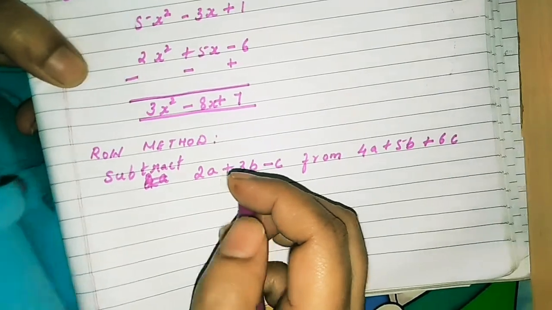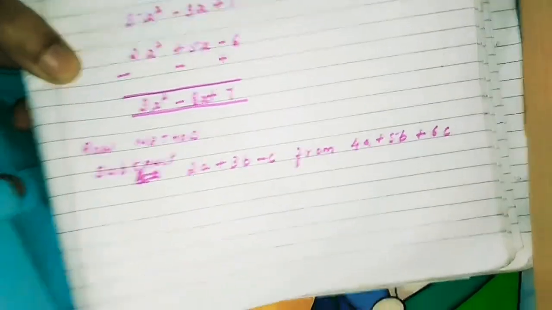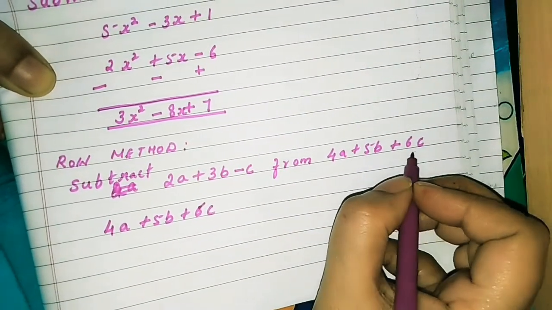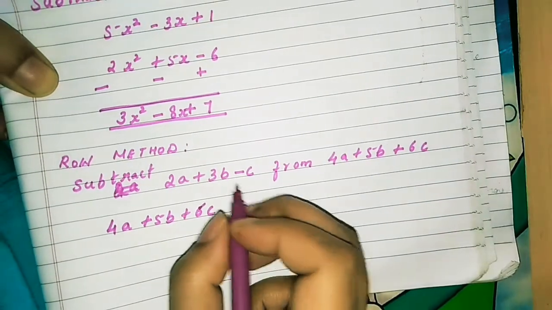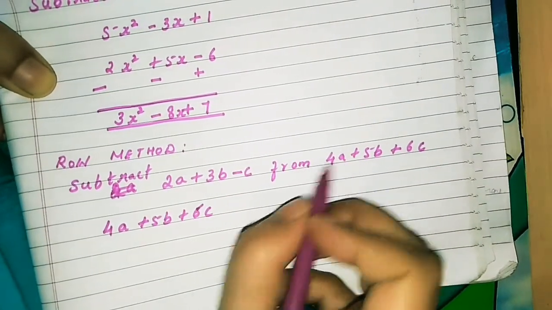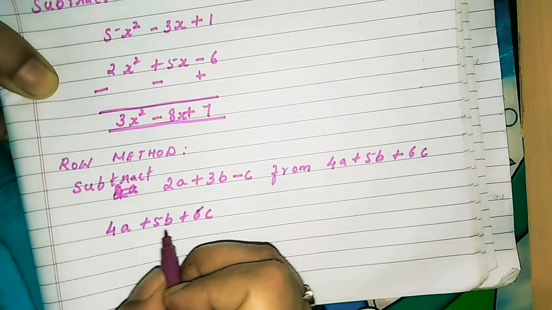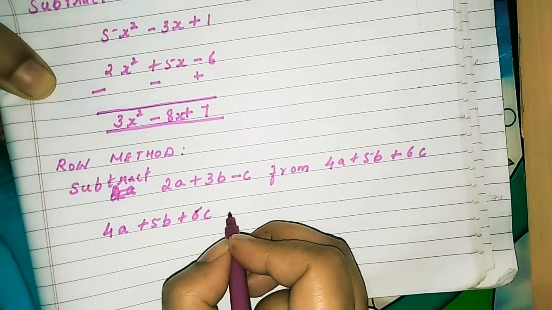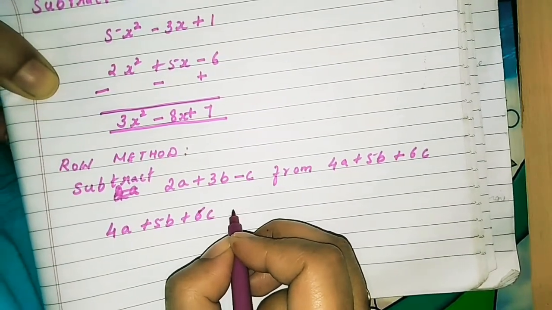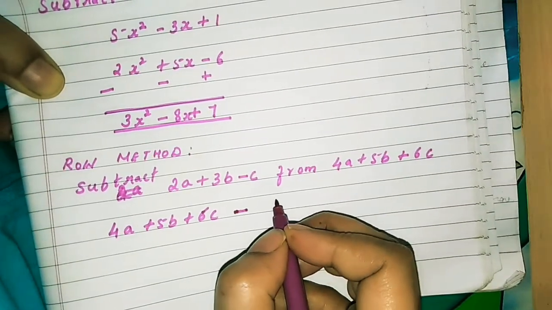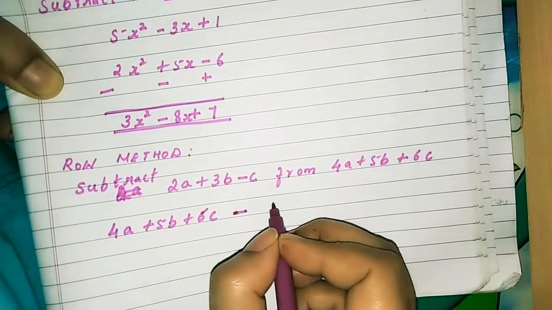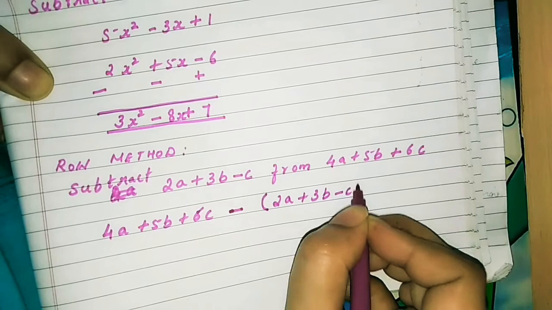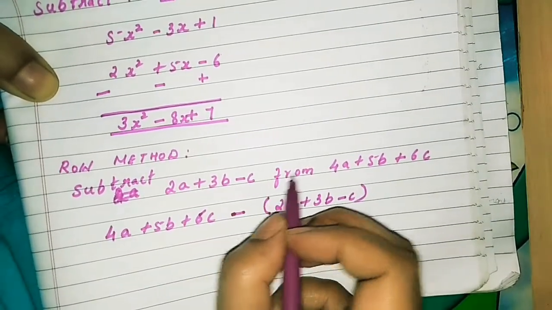So I'm going to write it like this. 4a plus 5b plus 6c. I have to subtract this from this. So this one I'm going to write in the beginning of the page. So 4a plus 5b plus 6c. Now since we are going to subtract it, obviously we'll have to write the minus sign. And the expression that I'm going to subtract has to be written inside the bracket. 2a plus 3b minus c. So 2a plus 3b minus c has to be subtracted from this.